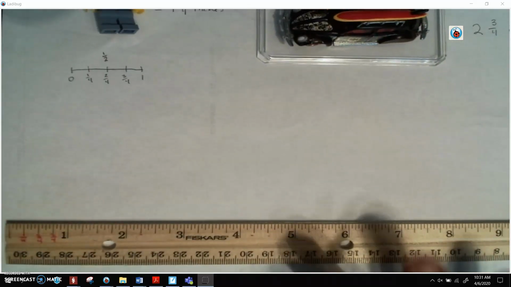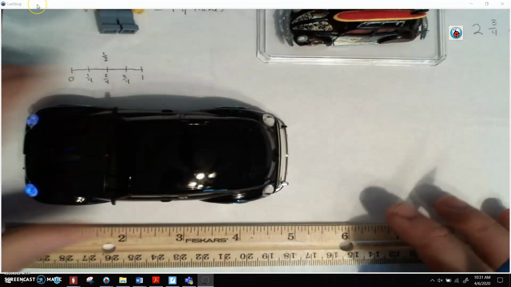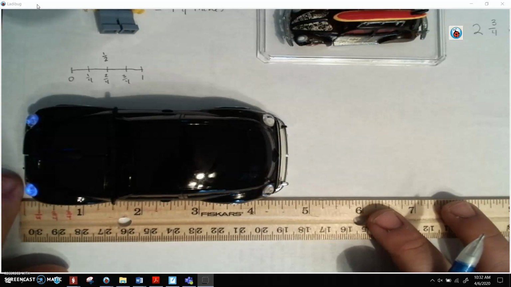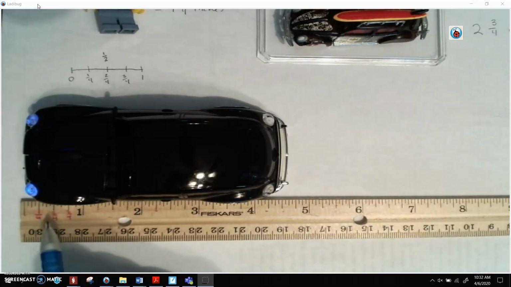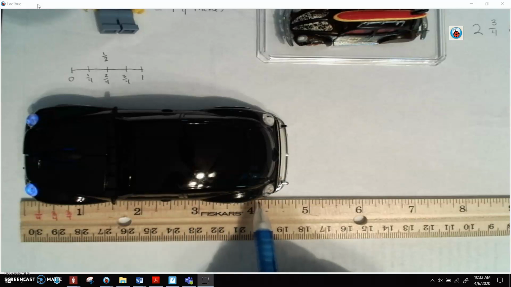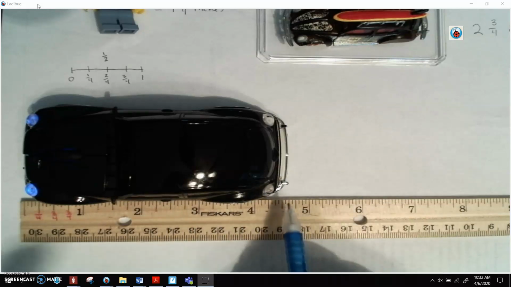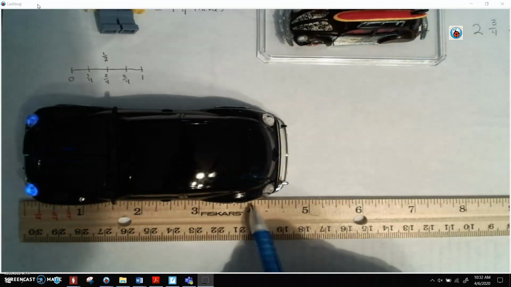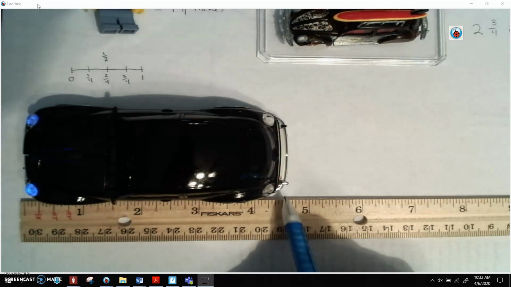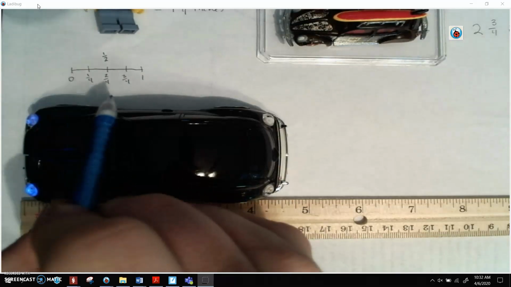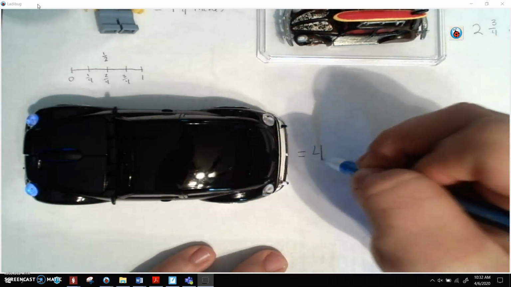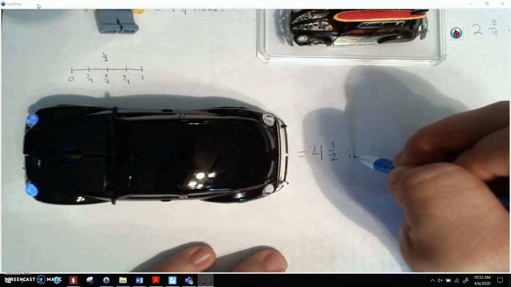And I'm going to measure one more thing for you. Make sure we're all understanding. Got my mouse right here. So I'm going to line it up. And this one, I can see it's more than 1, more than 2, more than 3, more than 4, but it's not more than 5. So it's in between 4 and 5. I see 4 1/4 would be right here. 4 2/4. Now I know that 2/4 is the same thing as 1/2. So this is going to equal 4 1/2 inches.